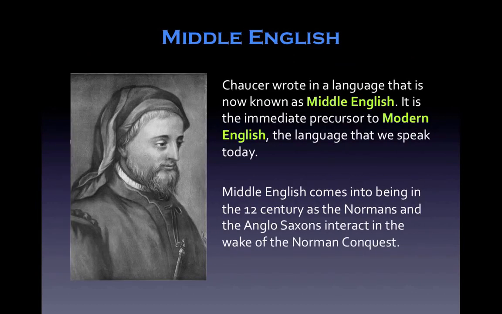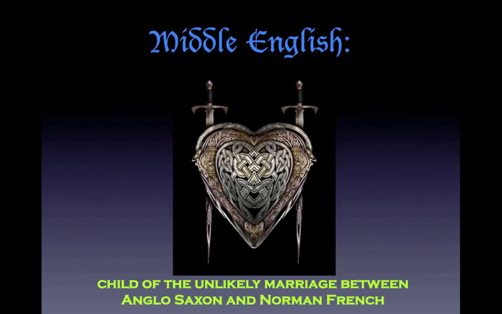Living at the end of the Middle Ages, Chaucer wrote in a language that is now known as Middle English. Middle English is the immediate precursor to modern English, the language that we speak today. It comes into being in the 12th century, as the Normans and the Anglo Saxons interact in the wake of the Norman conquest. So let's look at the emergence of this language called Middle English.